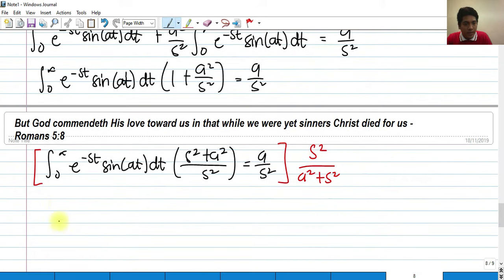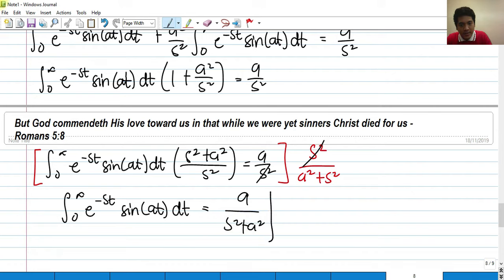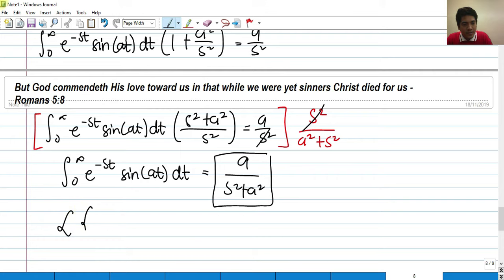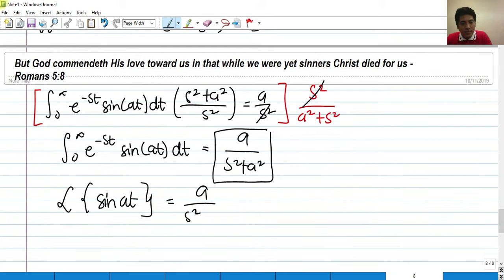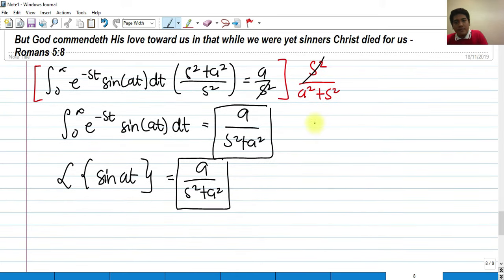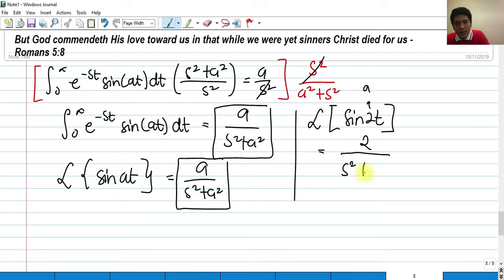So the Laplace transform of sine at is given by, this would cancel obviously, a over s squared plus a squared. Therefore, the Laplace transform of sine at, with a as any constant, is equal to a over s squared plus a squared. That means if we find the Laplace transform of sine 2t, our 2 is our a, so we have 2 over s squared plus 2 squared, because that's a squared, so we have 2 over s squared plus 4. So that's the Laplace transform.